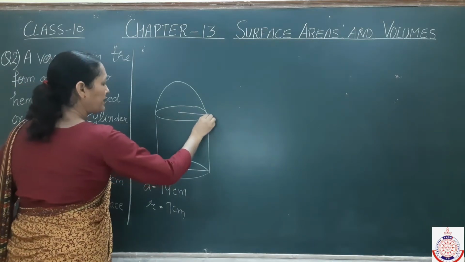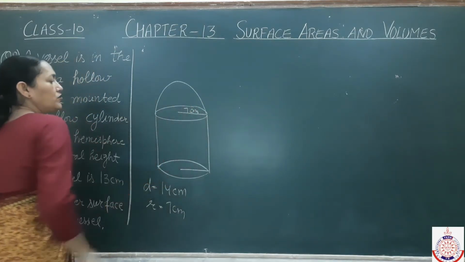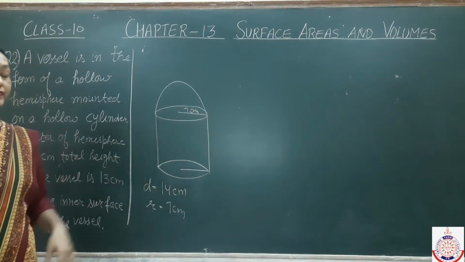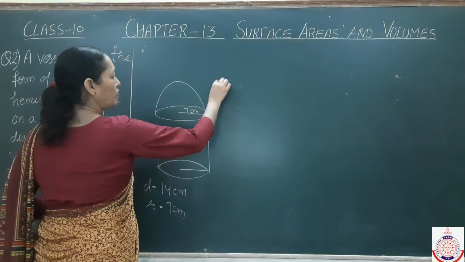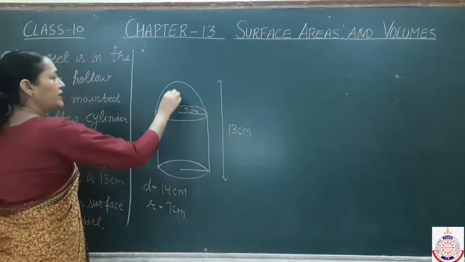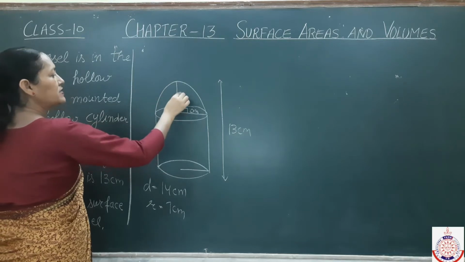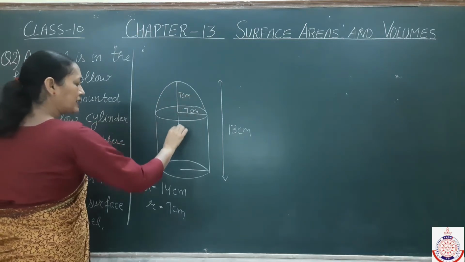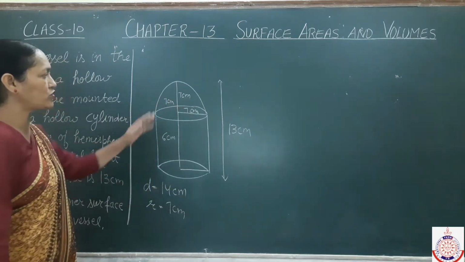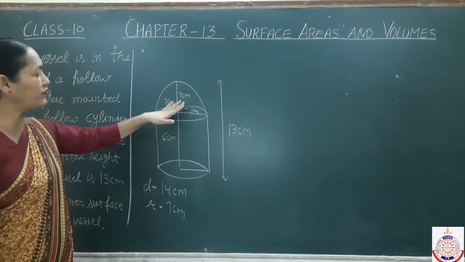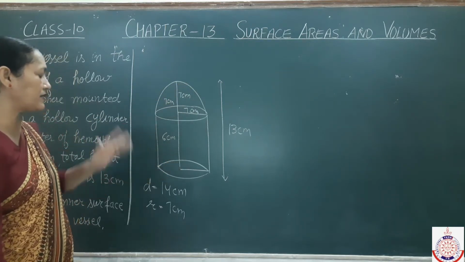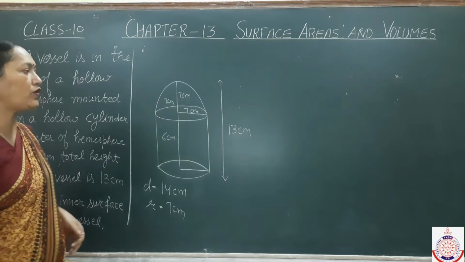In case of the hemisphere, the radius is 7. So if the radius of the hemisphere is 7, in case of the cylinder also it will be 7. Then the total height of the vessel they have given to us is 13 centimeter. The hemisphere will also have radius 7 centimeter, so the height of the cylinder will be 6 centimeter, because in total it has to be 13 centimeter. Now we have to find the inner area of the vessel.